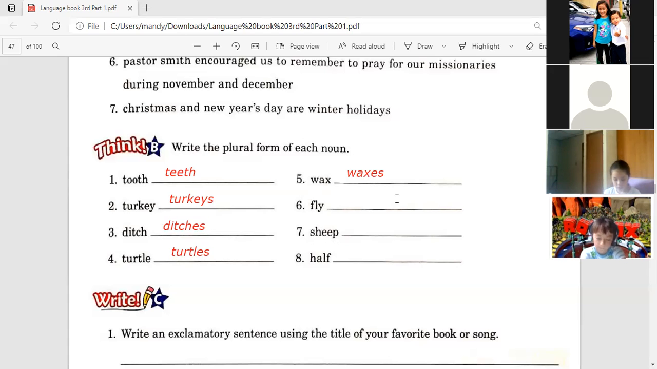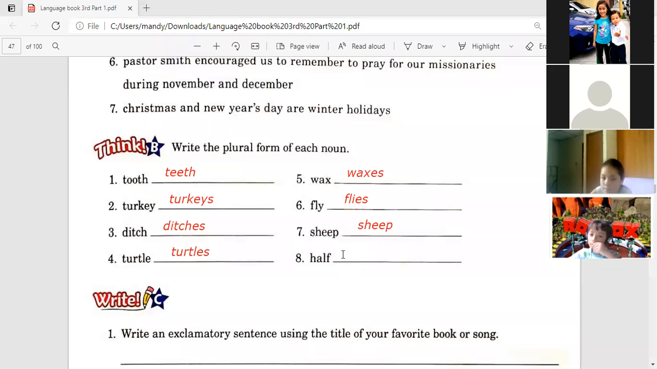The plural of fly. Okay, flies. Yes, remember, according to the rule, we change the letter Y into the vowel I and we add ES. Okay, sheep. What is the plural of sheep? This one is an irregular noun. Okay, yes, exactly. It's the same. Yes, this one doesn't change. No cambia, es el mismo.